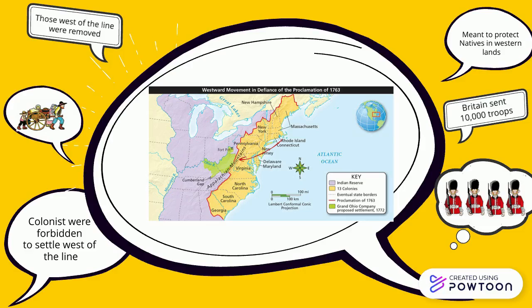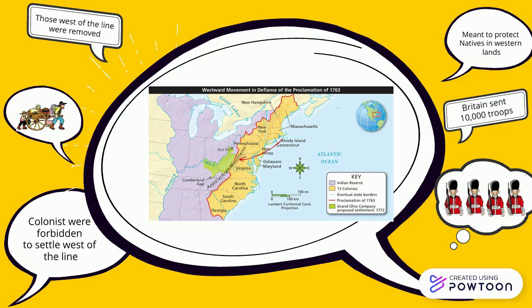This was to help prevent any more conflicts with the Native Americans who lived west of the colonies. Some colonists, however, had already moved to the other side of the mountains and were forced to move back. 10,000 British troops were sent to enforce the new rules in the colonies.